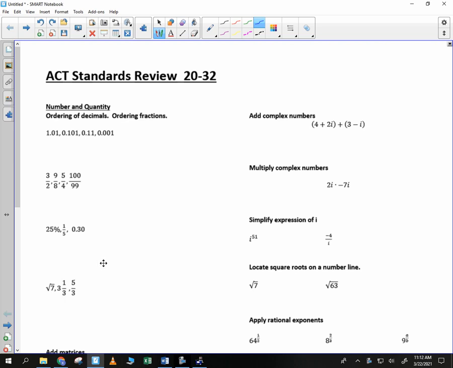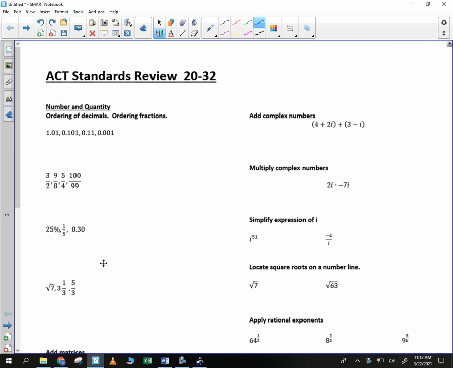How did I compile this review together? This is the first time I've done this. I looked at the ACT standards, and I said if people wanted to score somewhere between a 20 and a 32, which is the majority of people in this class, these are the types of problems that they would expect that you would be able to do.